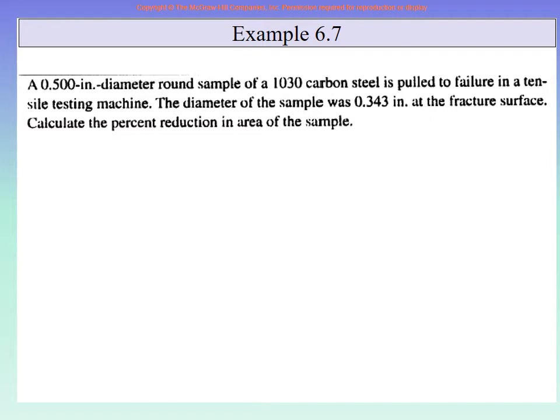A 0.5-inch diameter round sample of a 1030 carbon steel is pulled to failure in a tensile testing machine. The diameter of the sample was 0.343 inch at the fracture surface. Calculate the percent reduction in area of the sample.